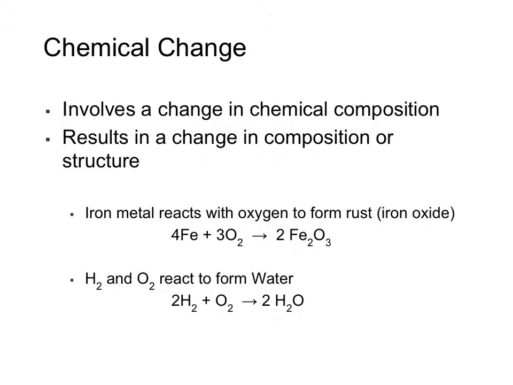Whereas chemical changes do involve a change in chemical composition, changing the composition or structure. They result in something new. If iron reacts with oxygen, it will form iron(III) oxide, which is rust. Hydrogen and oxygen will react together in a chemical change to form water. In both cases, we have made something new that did not exist before.